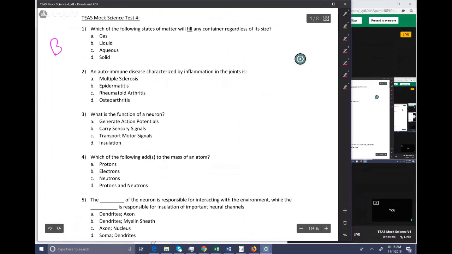Question 1 is going to be from Bio 1. Which of the following states of matter will fill any container regardless of its size? You've seen this question in several different formats. This is just worded like you haven't seen it worded before. The only state of matter that we can say fills 2 different sized containers without having a different amount of it would be gas. And that's because the molecules in a gas spread themselves out. So in a theoretical sense, they fill a container because they spread out and take up all the space.